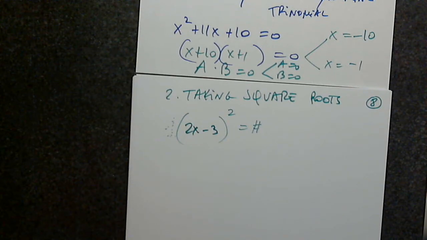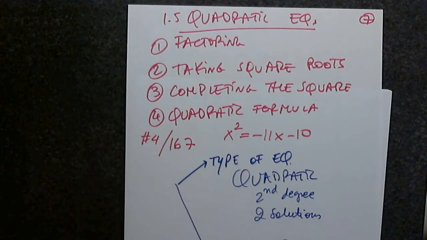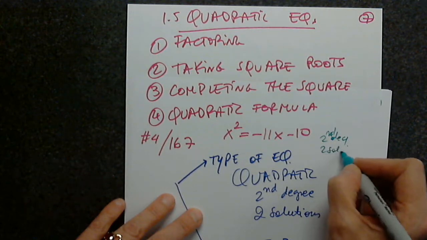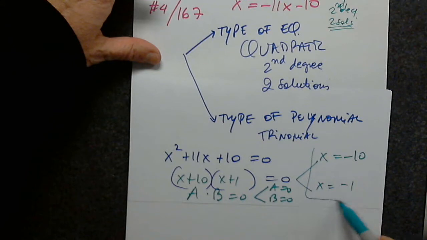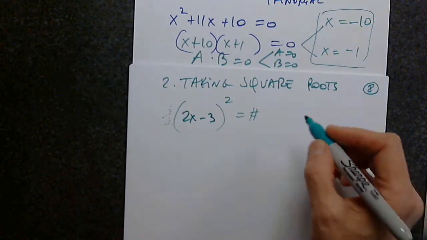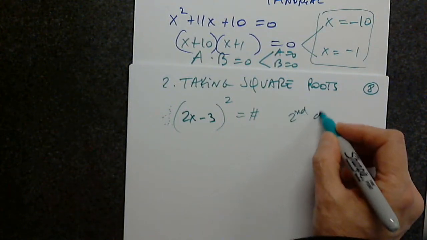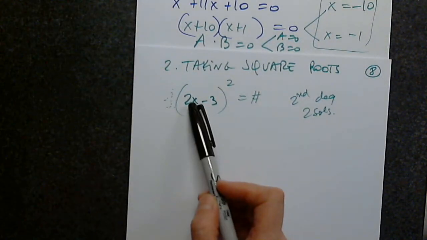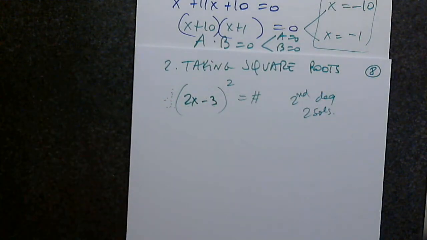What kind of equation is this? I should have written this from the beginning here. Second degree, 2 solutions. So I don't forget. Second degree, 2 solutions. Okay, what type of equation is this? Quadratic, we're still talking about quadratic. When you expand 2x minus 3 squared, remember the formula from the first day of classes, the first term squared minus 2 times the first times the second plus the second term squared. So it's quadratic. Let's put a number here.